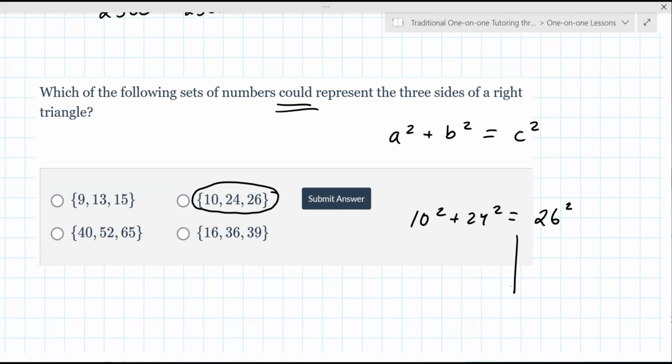They equal the same thing. Yeah, this is the one that works. Now you might be thinking, well, how does Matthew know that? Because he can't square anything that fast.